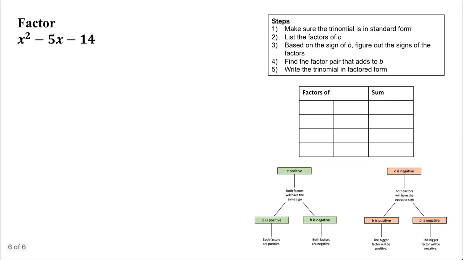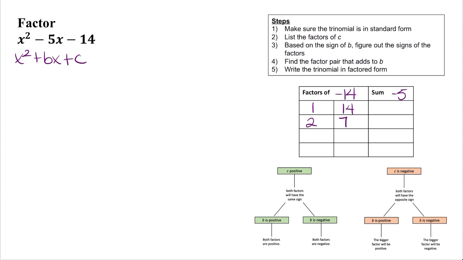Now let's factor x squared minus 5x minus 14. This is in standard form, x squared plus bx plus c. We're going to look for two factors of negative 14 that are going to add up to negative 5. I'm going to start off listing the factors, but for now I'm just going to ignore the negative. I'm just going to write out the factors of 14. So I have 1 and 14, and 2 and 7.